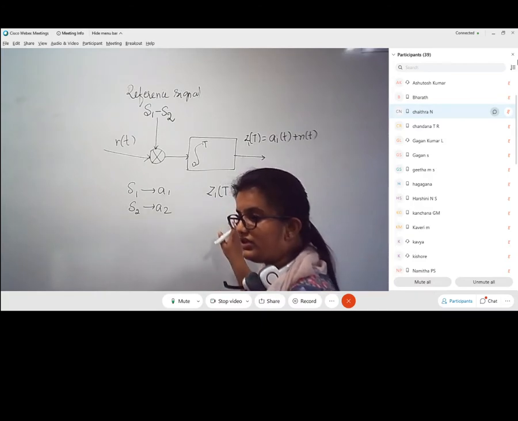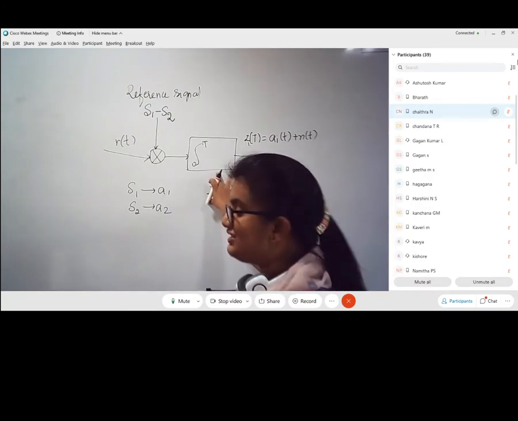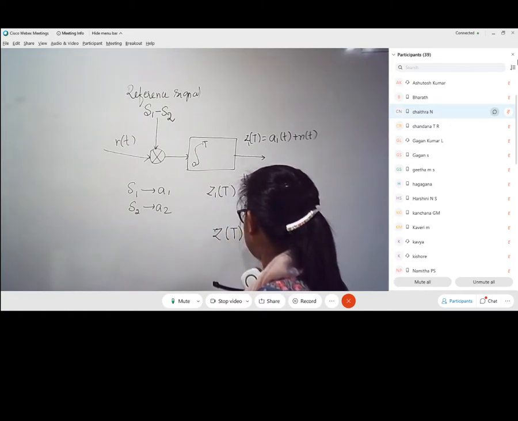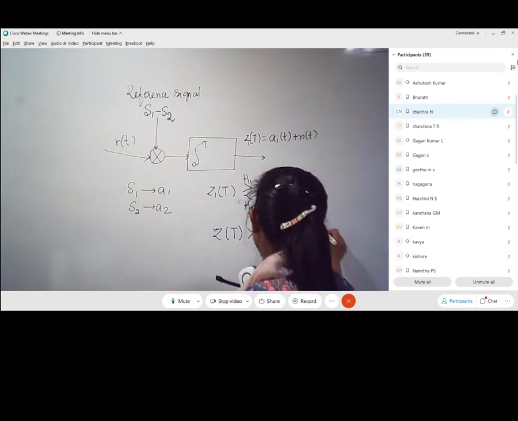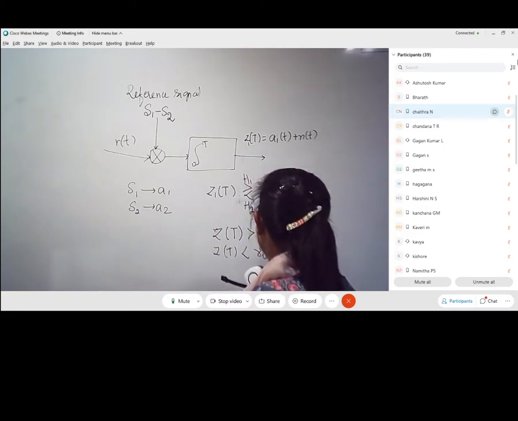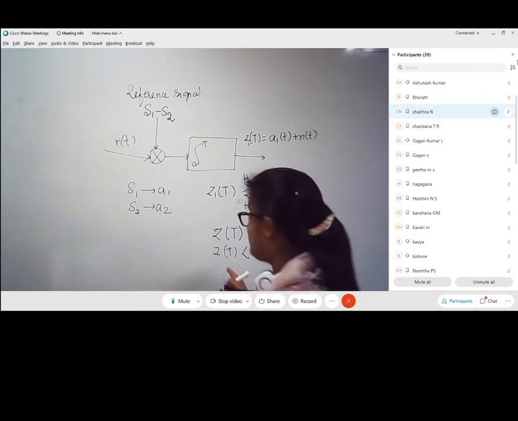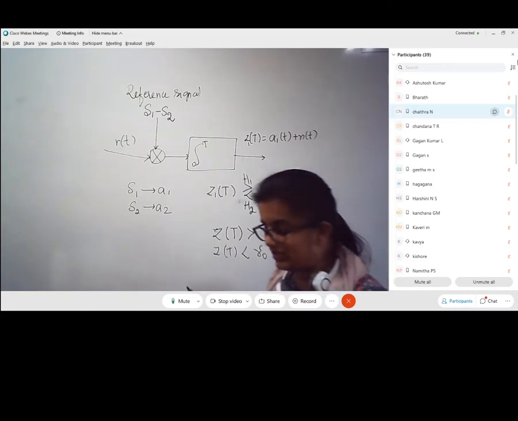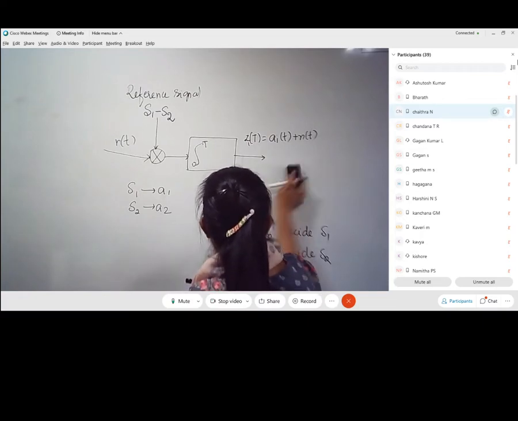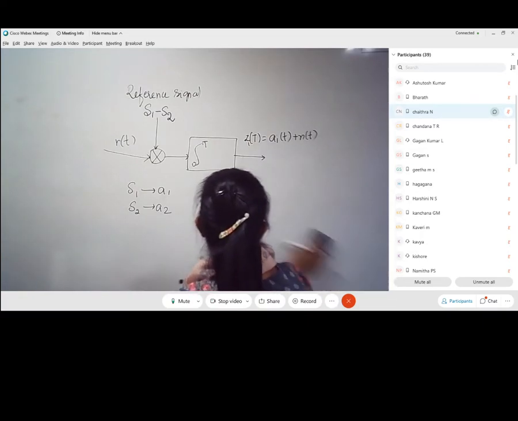So what we are trying to do is look at this Z of t and say whether this Z of t is greater than some threshold, then decide it as S1. If Z of t is less than the threshold, then decide it as S2. So depending on the probability of its occurrence, either I can do it like this, or after obtaining this Z, I can compare this also.